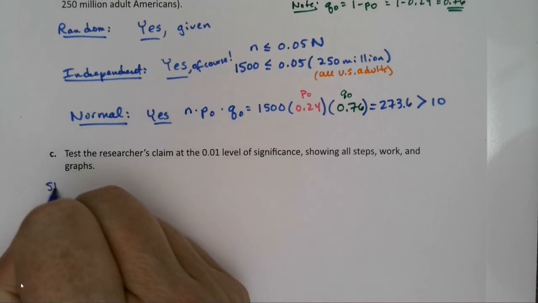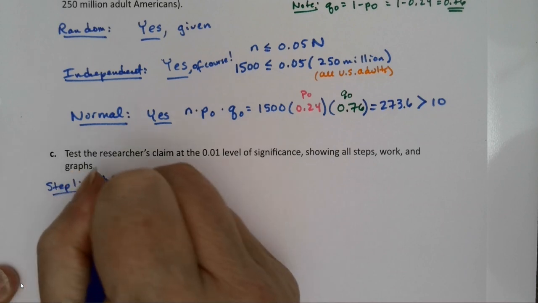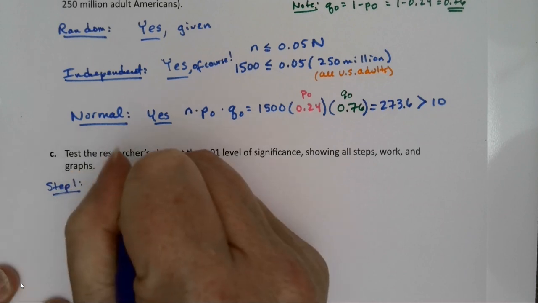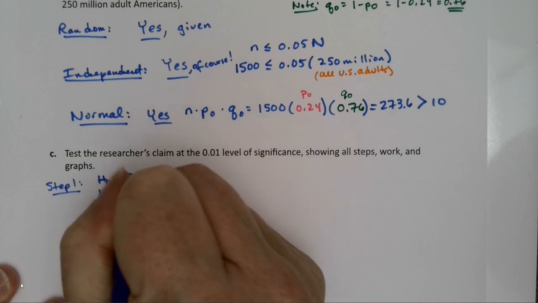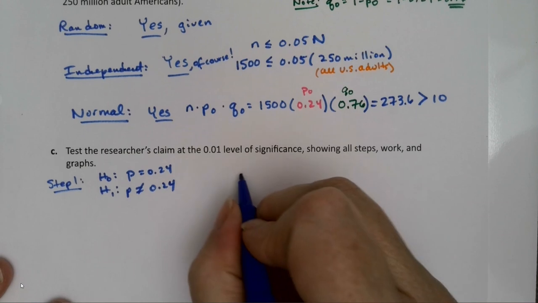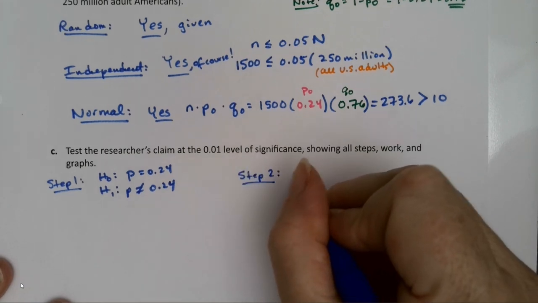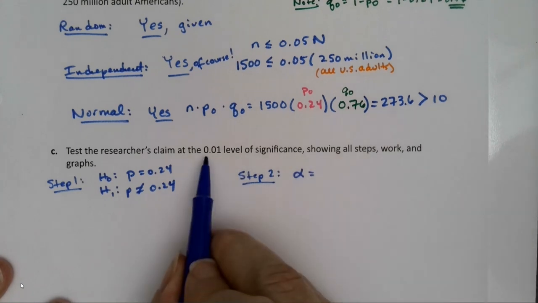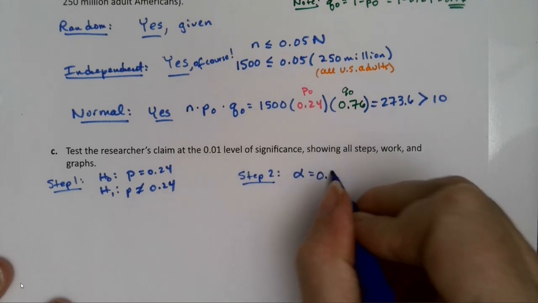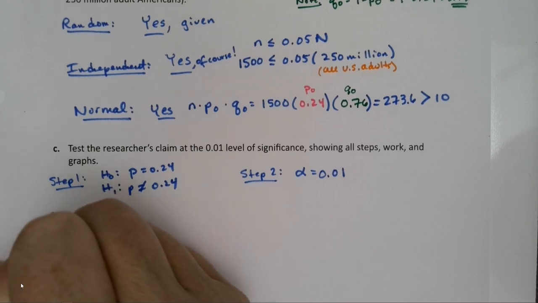All right, now we're going to actually test the researcher's claim. For me, I always like to do all the steps. So even if I've done one step earlier, I'm going to say it again. So P is 0.24. P is not 0.24. There's step 1. Step 2 would be alpha. Alpha is our level of significance. So this is 0.01. Everybody loves alpha because alpha is so easy.